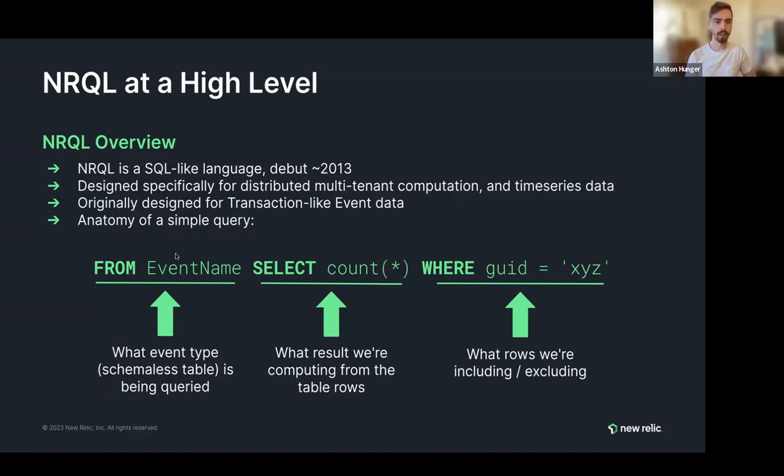The simple anatomy here is we have, of course, the from clause. This talks about event type, which is our schemaless tables. These are not schemaed tables as you'd find in SQL. This is just a namespace of where the data is and categorizations of the data. And we have select, which is the aggregation, so what you're computing from the rows of the table, and where is what rows you're including. Basics of SQL stuff.